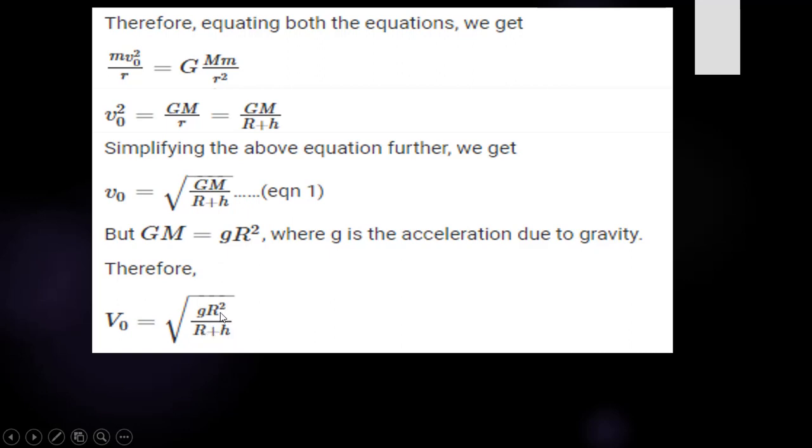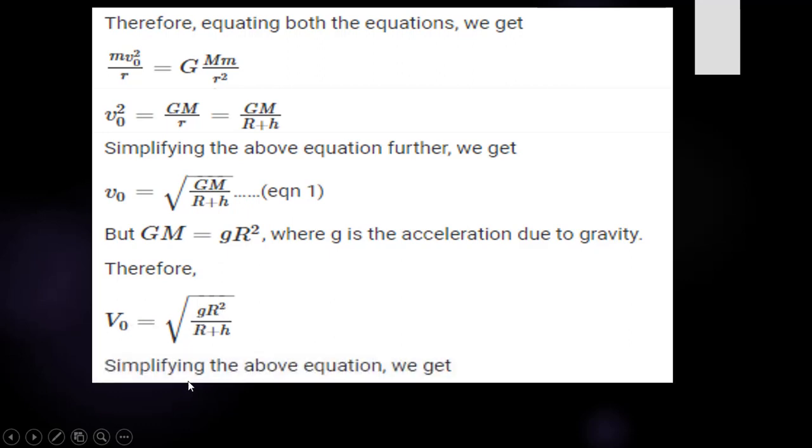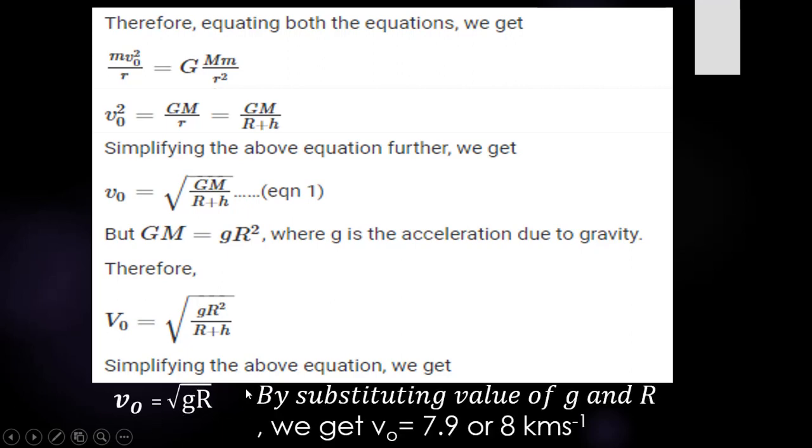gr square upon r, so one r gets cancelled and you get vo equal to gr only. I will simplify here. So vo is equal to root of gr, you can take. How did we get root of gr? I take this h as 0. That is, if the orbit height becomes equal to the radius of earth, then gr square upon r remains, h goes away, h becomes 0. gr square upon r, one r gets cancelled. When it cancels, you get vo equal to root gr.